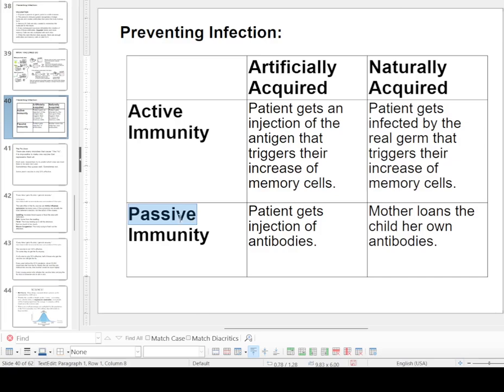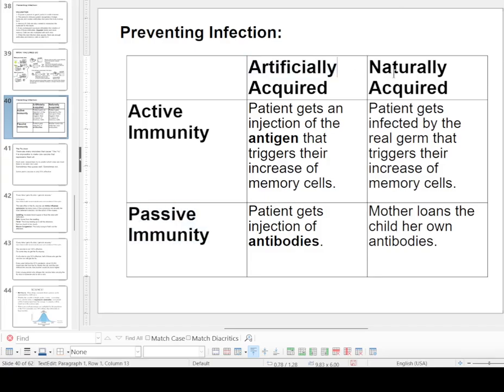Artificially acquired passive immunity: passive means the patient does not make antibodies. So instead of injecting the antigen, the doctors inject the antibodies. The patient doesn't make them, they just get them. That's passive. They don't make it, they just receive the benefits of somebody else's labor. Okay, these are all artificial.